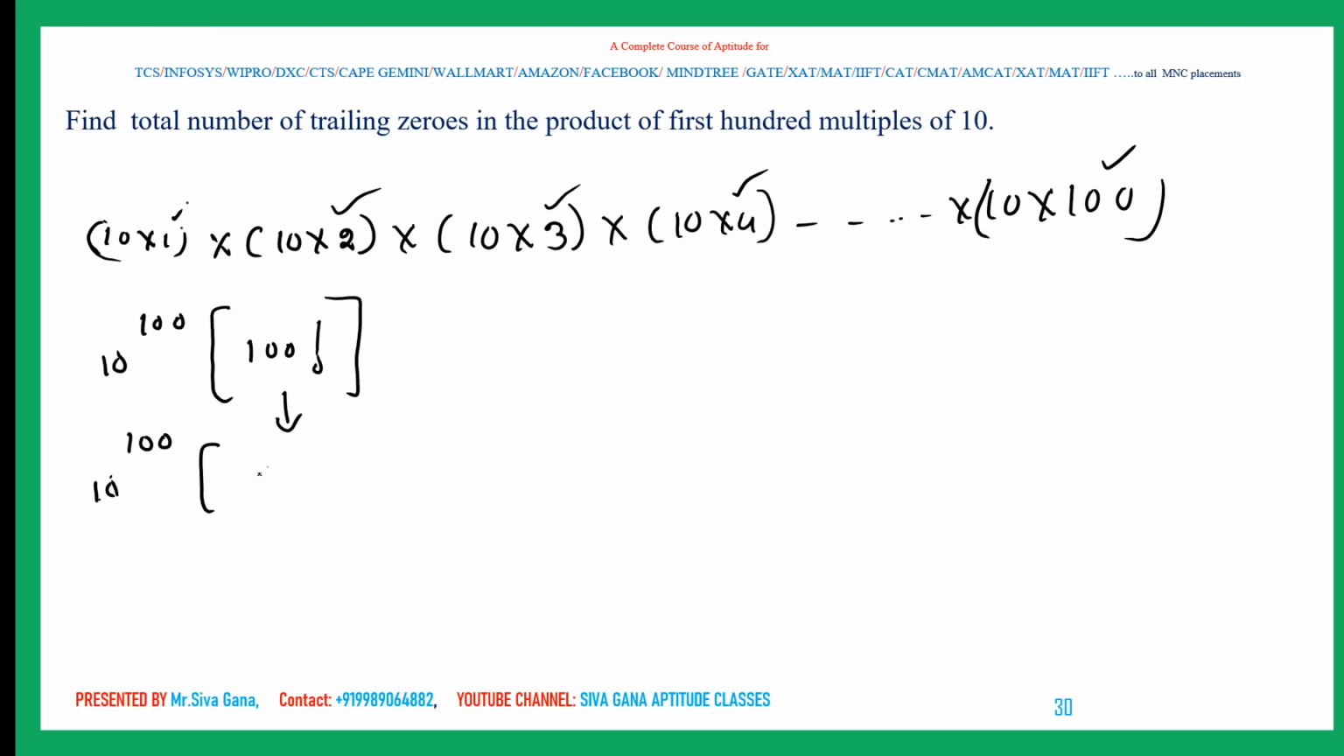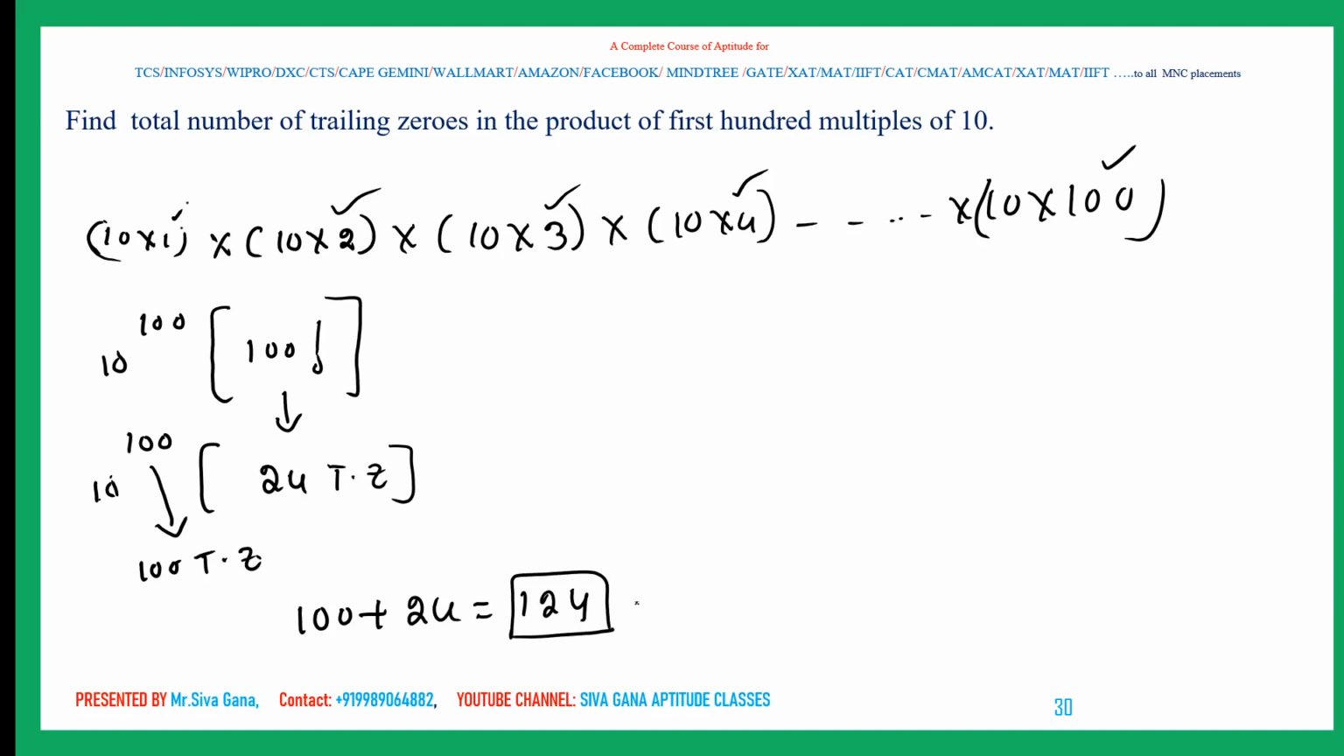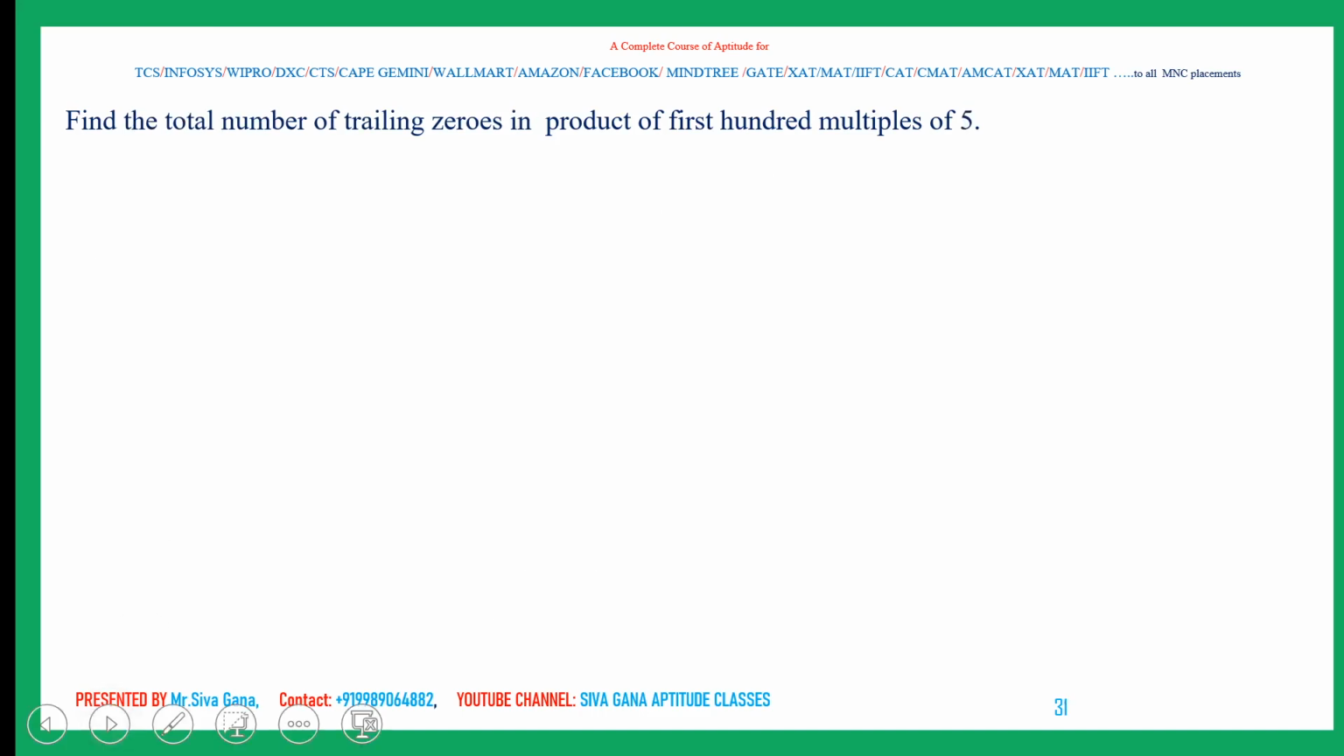How many trailing zeros? Just now we have seen 24 trailing zeros in 100 factorial. 10 power 100, how many trailing zeros? 100 trailing zeros. Total how many? 100 plus 24, which is nothing but 124 trailing zeros.